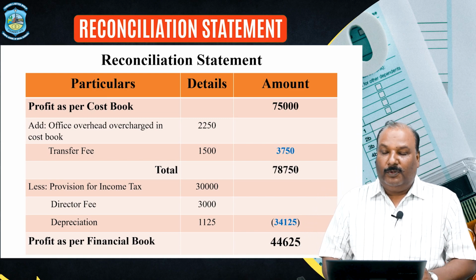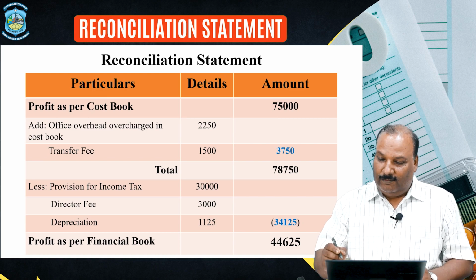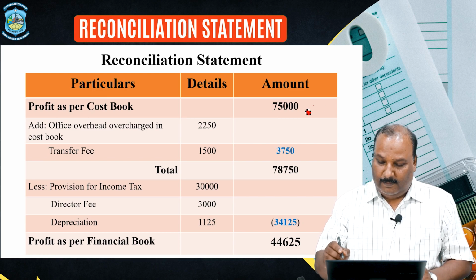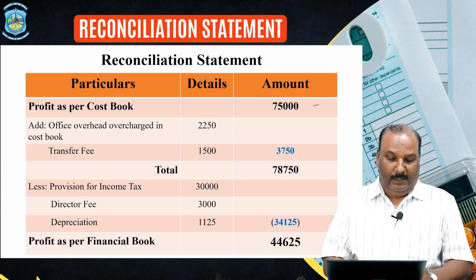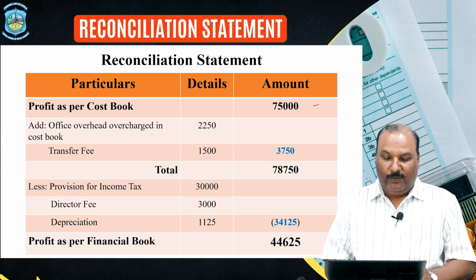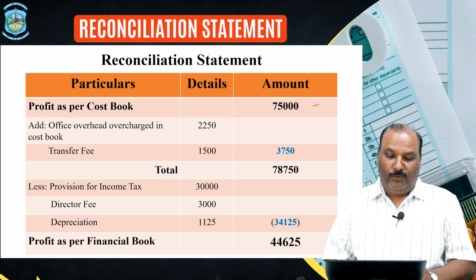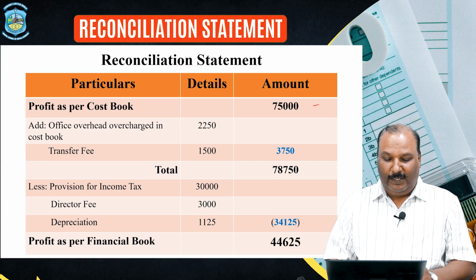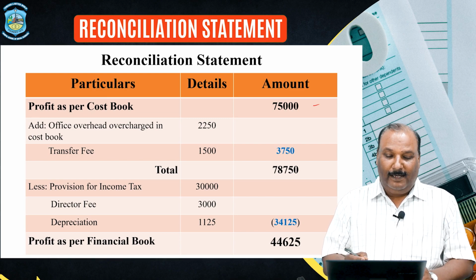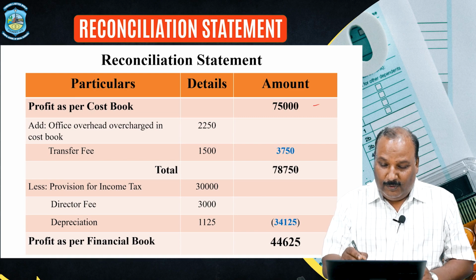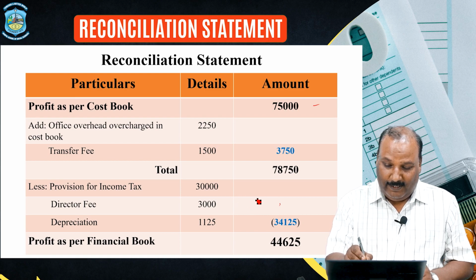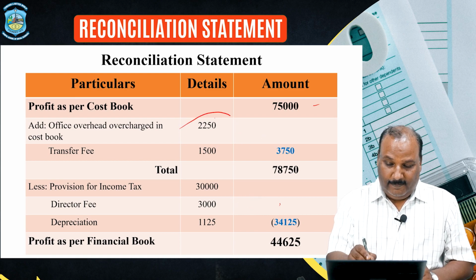Profit as per cost book, which is 75,000 rupees. Now, office overheads overcharged in cost book. It means when the cost book is overcharged, the financial book profit is not increased, not decreased. It is more than the cost book. Therefore, 2,250 rupees we will add in the reconciliation statement.